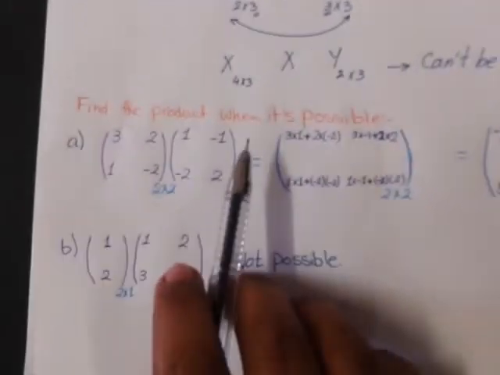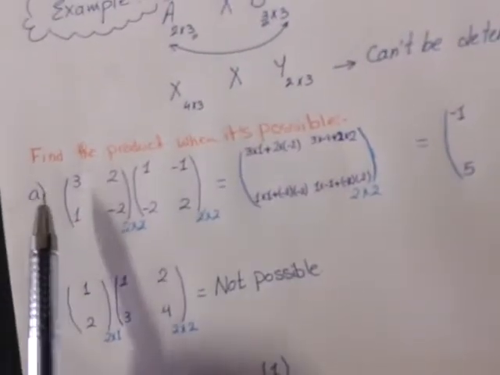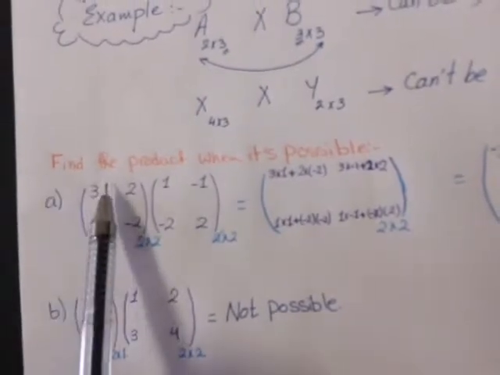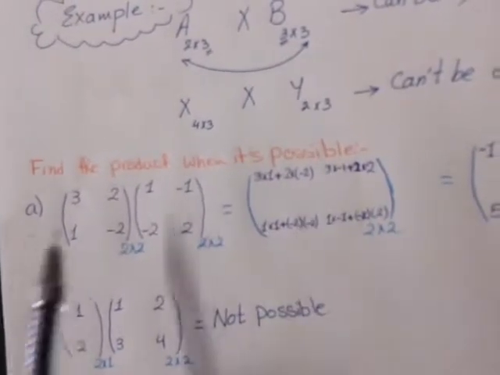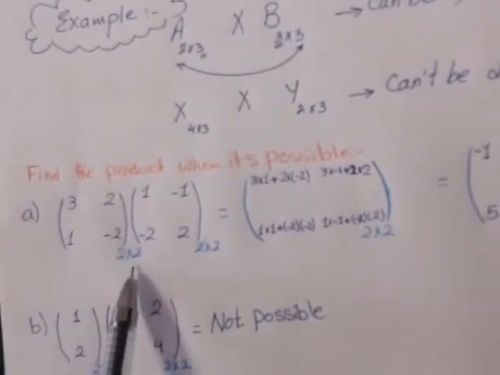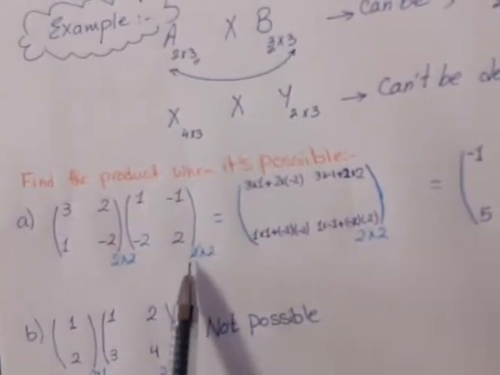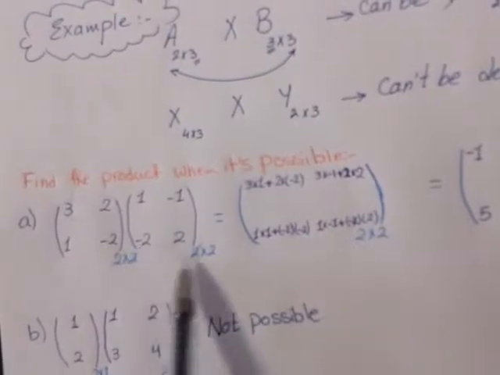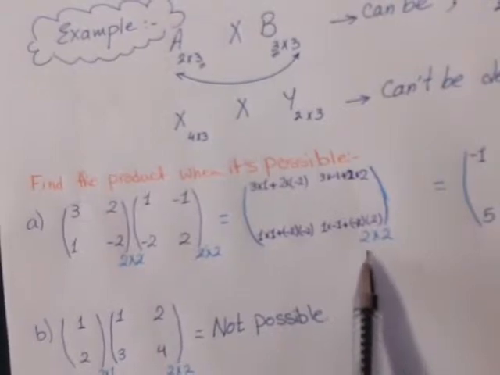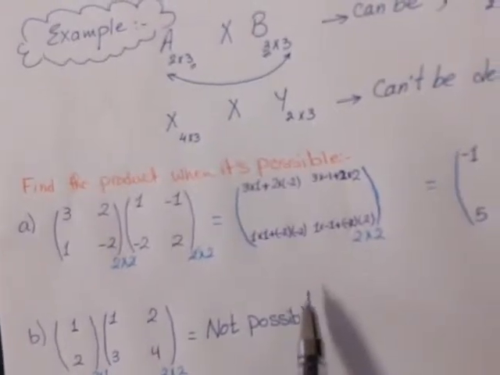Okay, how can we make the multiplication and find the product when it's possible? I have the first matrix from order 2 times 2, the second one from order 2 times 2. 2 goes with 2, then the matrix obtained will be from order 2 times 2.